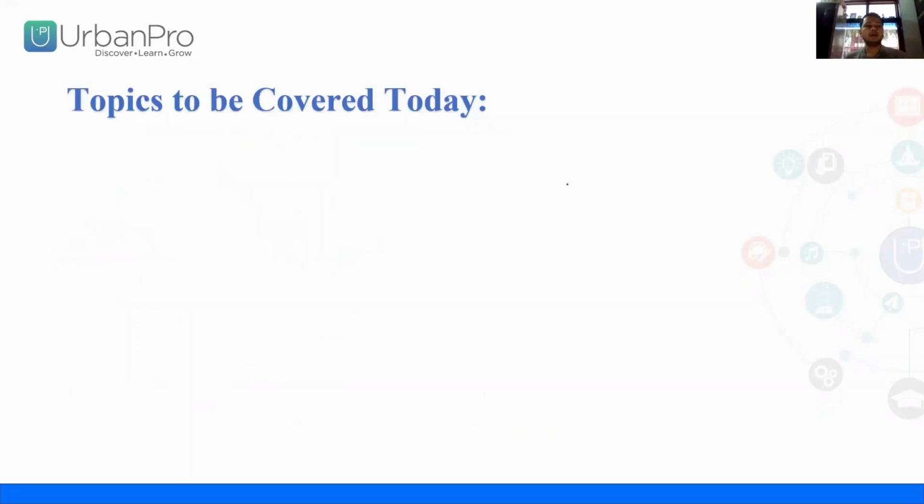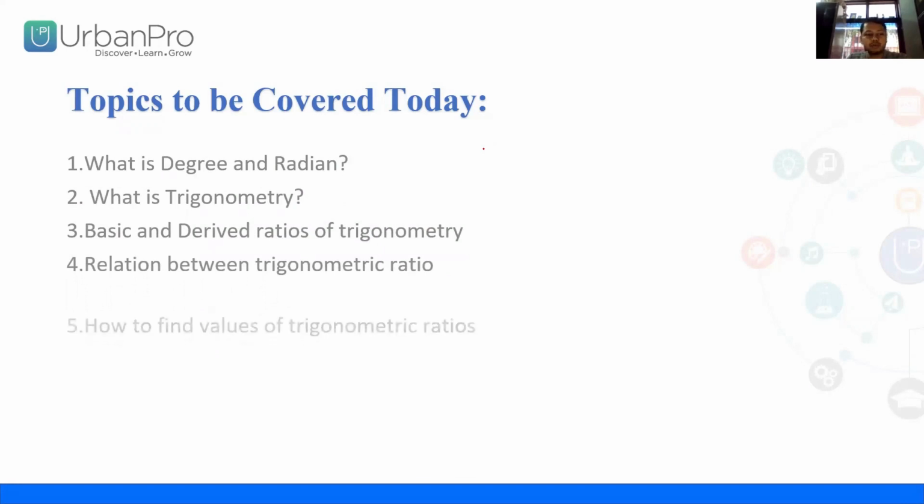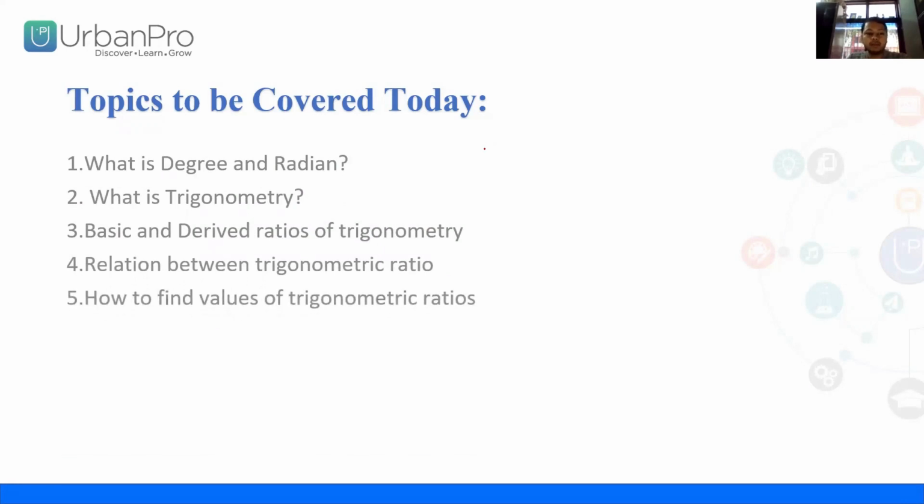So first I'm going to cover today's topics: what is degree and radian. Second one, what is basically trigonometry. Third one, basic and derived ratios of trigonometry. Then relation between trigonometric ratios and how to find values of trigonometric ratios. And last one, I will show one solved example.